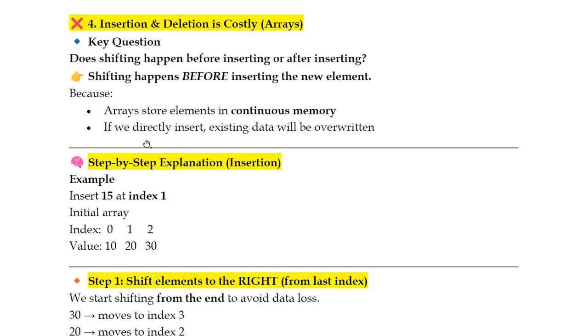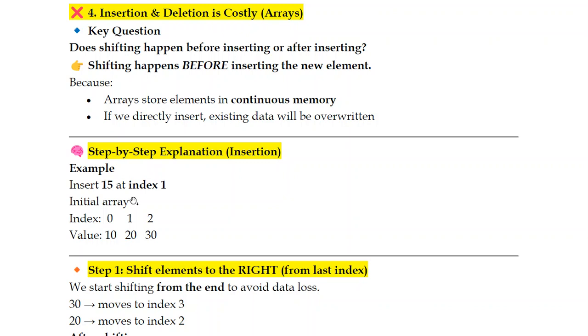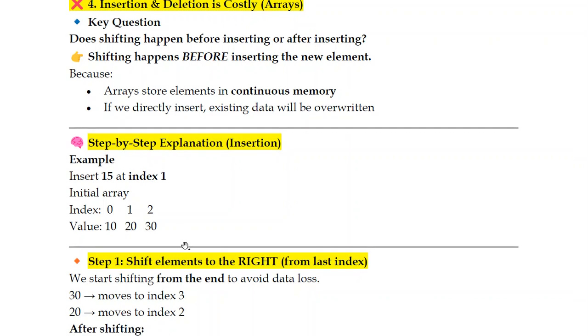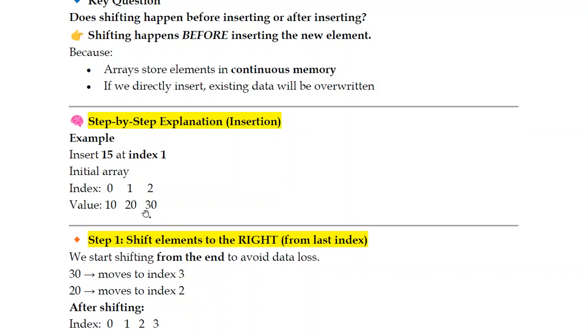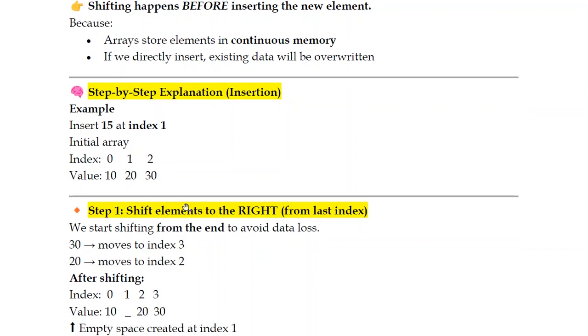Insertion and deletion are the important things from an interview perspective. You have to mention these points. What's the drawback of that? Insertion and deletion are very costly. Try to understand the key question: if you are doing an insertion operation, shifting happens before inserting the new element. Because the array stores the elements in continuous memory, am I right? So if you would like to add 15 at index 1, where the initial array is 10, 20, 30, first of all the elements are shifted to the right side, starting from the last index.